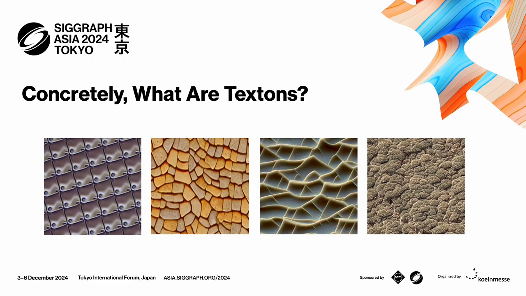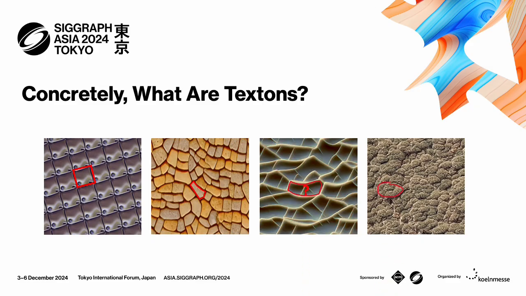Let's look at some examples to understand what taxons are. In the first texture, which is highly regular, the taxons are clearly defined. For the second texture, there are more irregularities. The distinguishable elements still allow us to define taxons. However, as we move to the third texture, which is more stochastic, the definition of taxons becomes less clear.